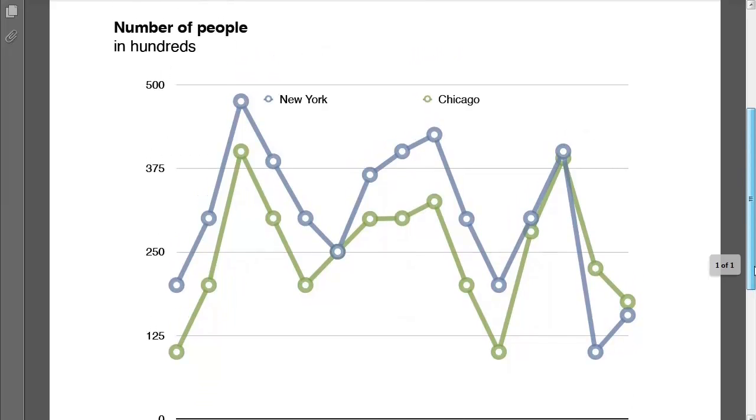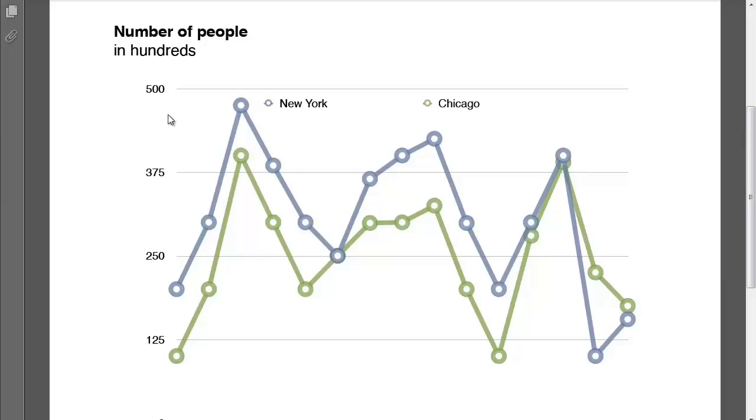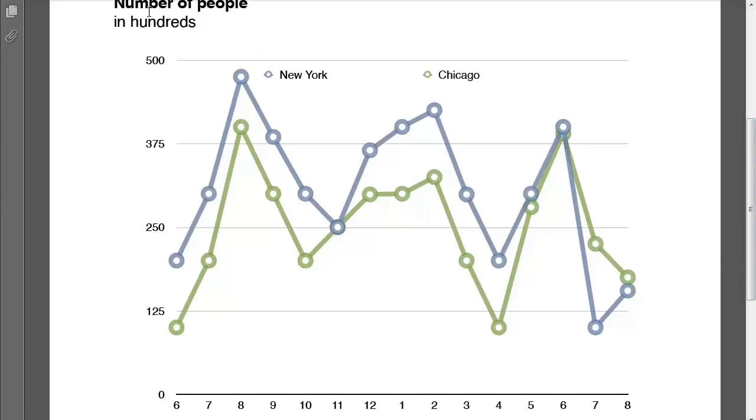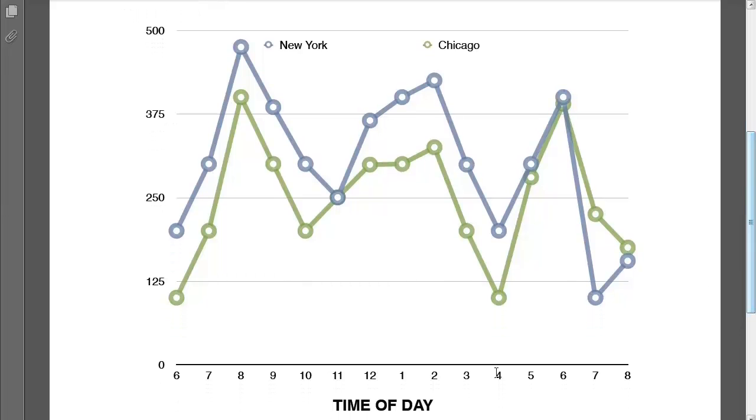So now it's time to actually read the graph a little bit more carefully. Okay, so what can we see here? In this vertical line over here, from 0 to 500 is the number of people in hundreds, and the horizontal line from 6 o'clock in the morning to 8 o'clock in the evening is the time of the day that people go and buy coffee. The green line of the graph is, as you can see here, Chicago, and the blue line of the graph is about New York, all right?